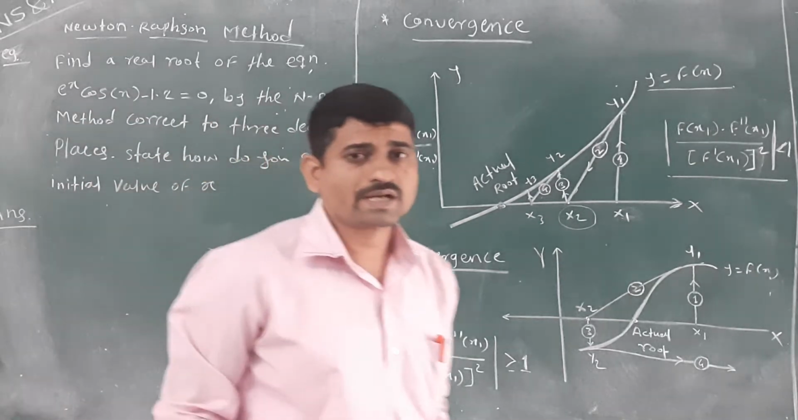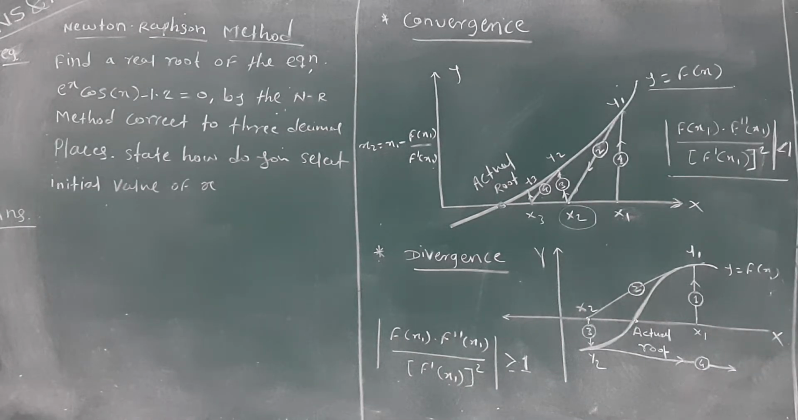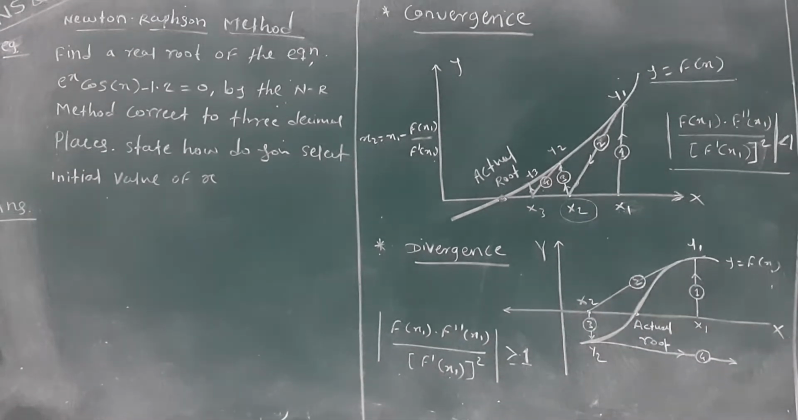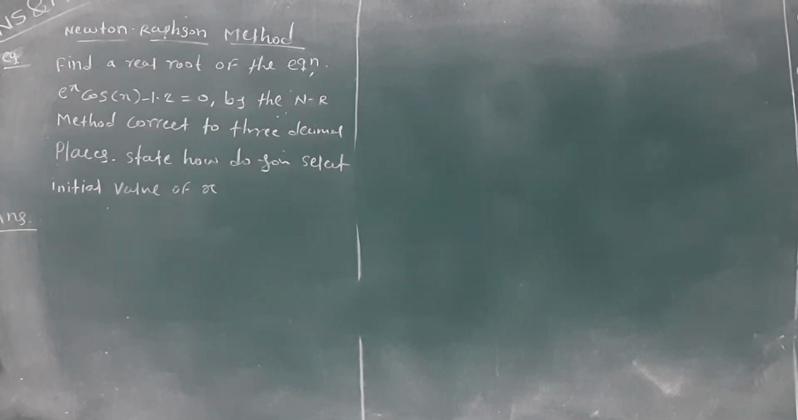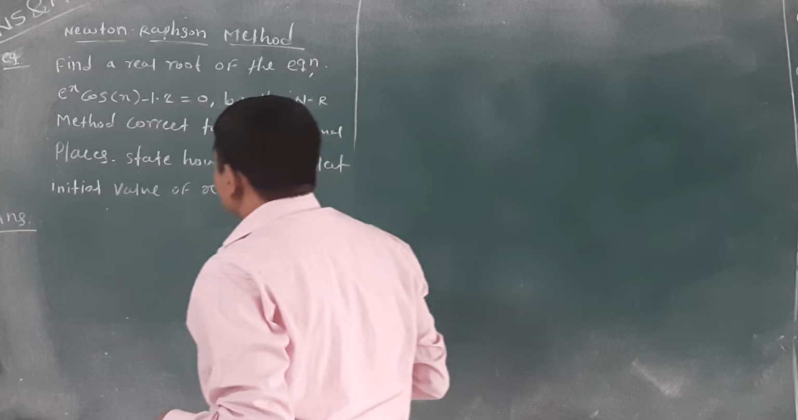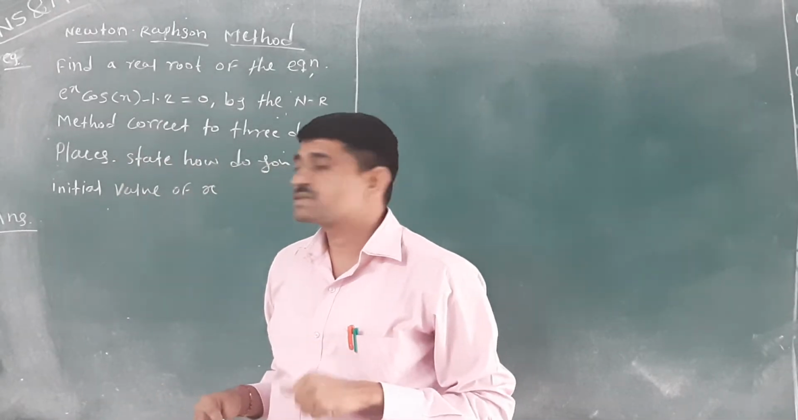I will explain that example. Okay, then we will see the one example. If you have not been given the initial guess, then how to solve that example?